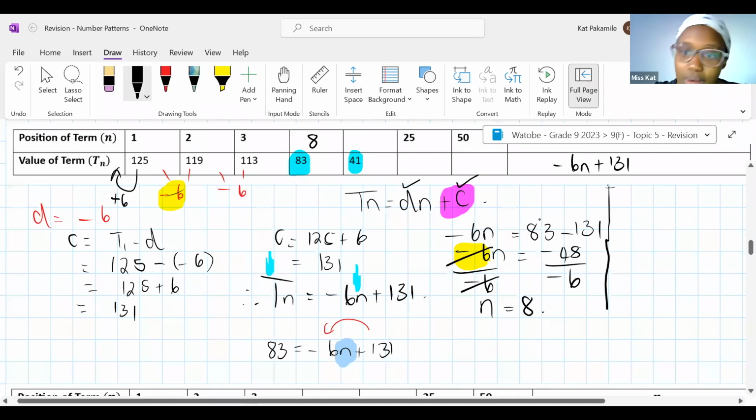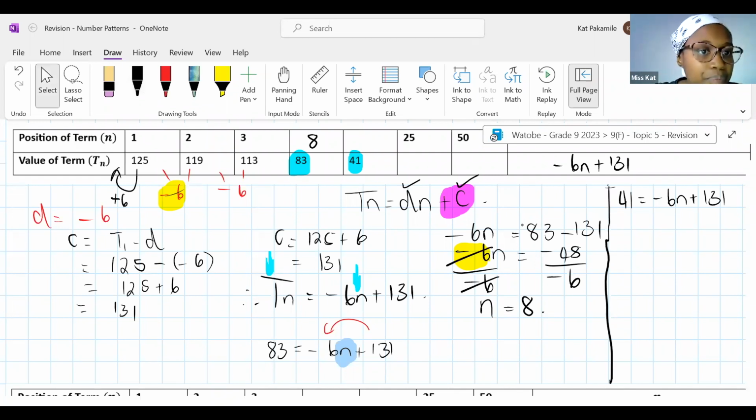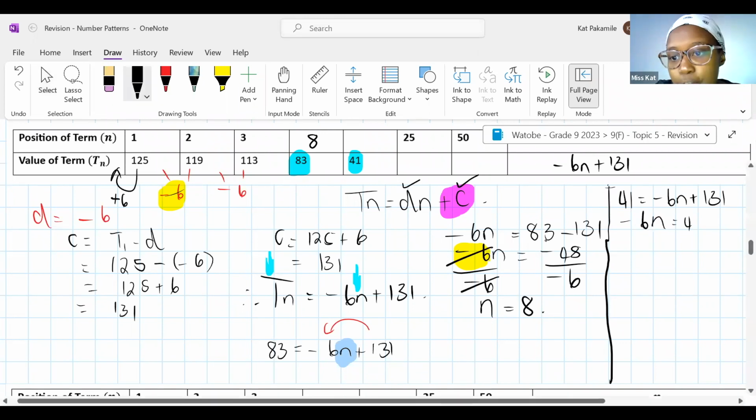So that was a very bad attempt at dividing my page. So again, 41 is Tn. So you're going to say 41 equals negative 6n plus 131. And since we already did this, tell me, how am I supposed to get n on its own? Thank you. Negative 6n will then be 41 minus 131.